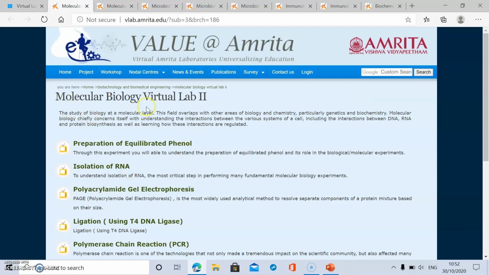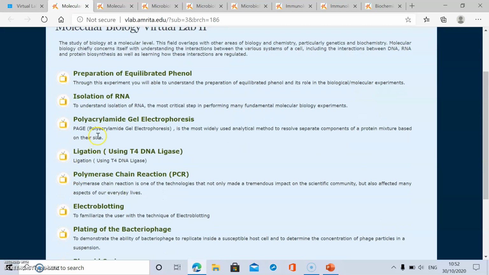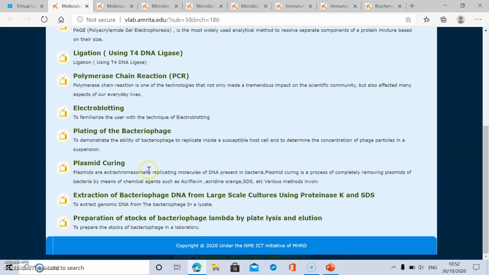And this is molecular biology virtual lab 2: preparation of equilibrated phenol, isolation of RNA, polyacrylamide gel electrophoresis, ligation, polymerase chain reaction, electroblotting, plating of the bacteriophage, plasmid curing, extraction of bacteriophage DNA from large-scale cultures using proteinase K and SDS, and preparation of stocks of bacteriophage lambda by plate lysis and elution.